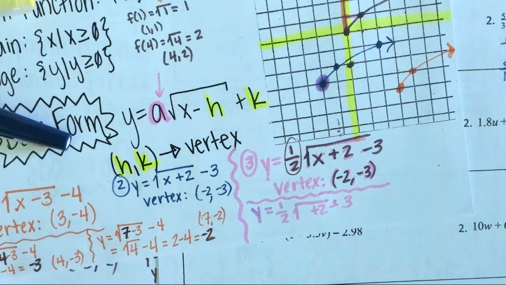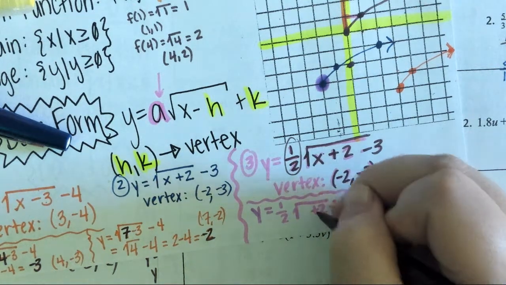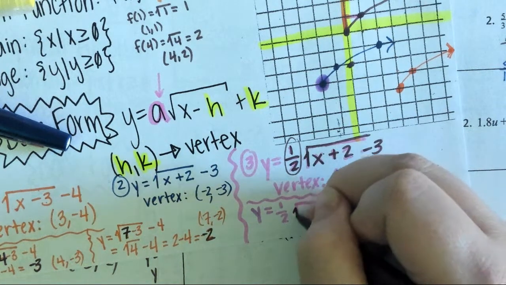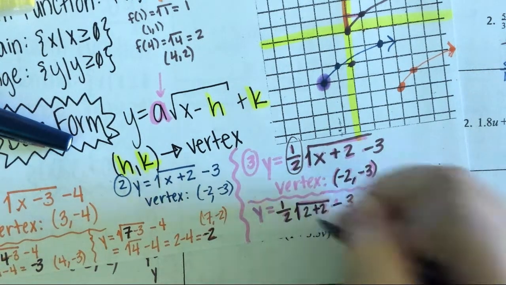What about 3? 3 plus 2 is 5. We don't want square root of 5. 4. 4 plus 2 is 6. We don't want square root of 6. We got to think perfect squares. 6 plus 2 is 8. We don't want square root of 8. 2 plus 2 is 4. We'll take that.